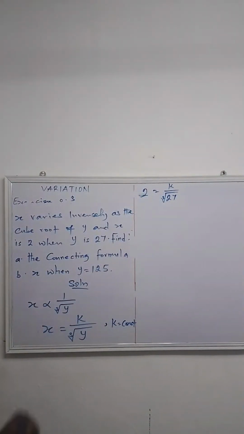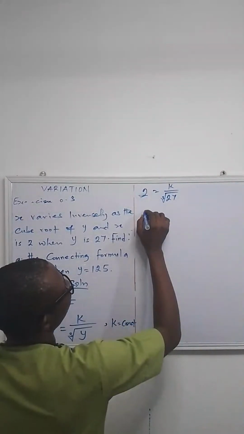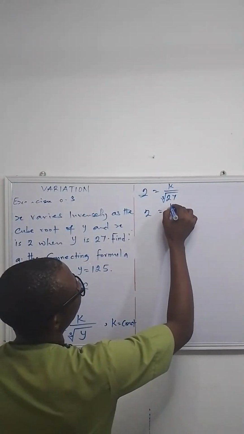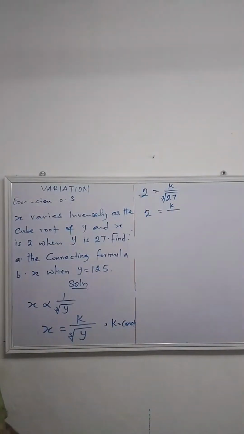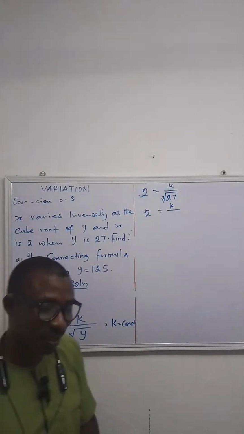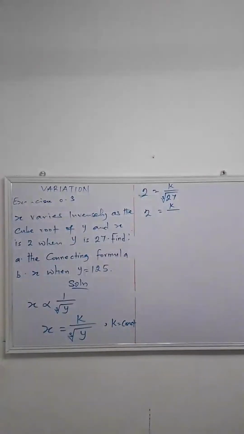Okay. So then we have 2 equals k over, what is cube root of 27? Cube root of 27. I want you to drop the answer in the comment section. Let me see. Do we know what cube root of 27 is? Anyone? What is cube root of 27?